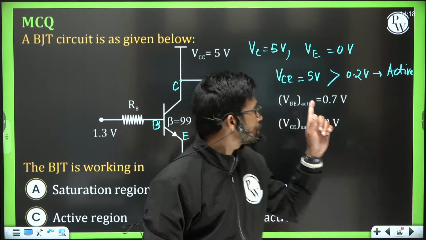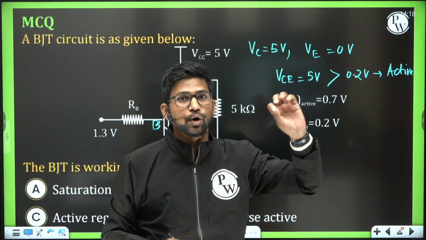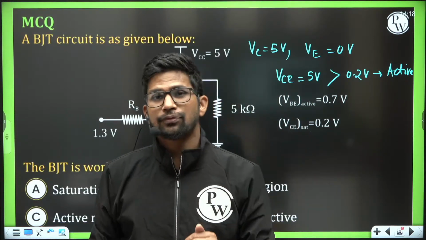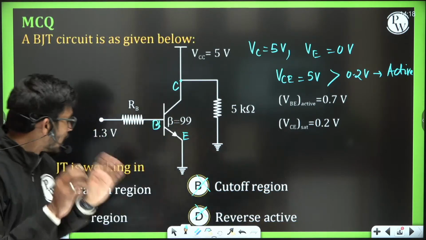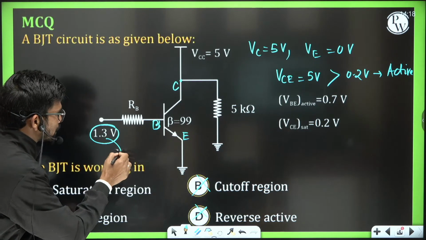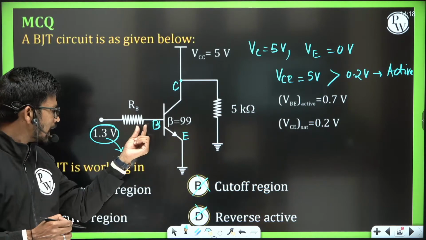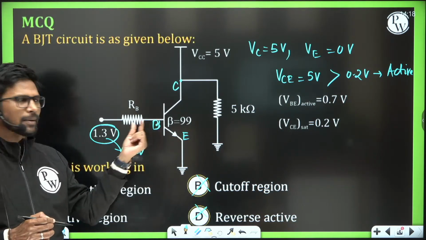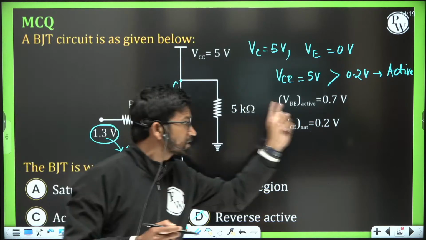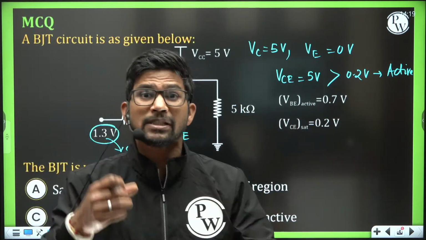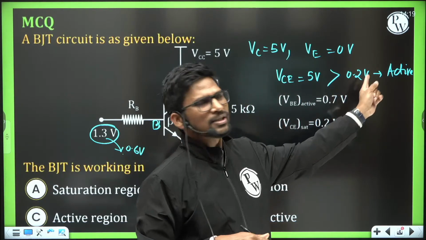This condition you can check only for on BJT. This condition VC greater than 0.2 volt is valid only if BJT is in on condition, that means if base emitter junction is properly forward biased. For example, if this 1.3 volt is replaced by 0.6 volt, so when you are testing the open circuit test, then VB comes out to be 0.6 volt, and VE comes out to be 0. So VB comes out to be 0.6 volt, which is less than VB active 0.7 volt. Therefore this BJT is not in on condition. So then this condition is invalid.